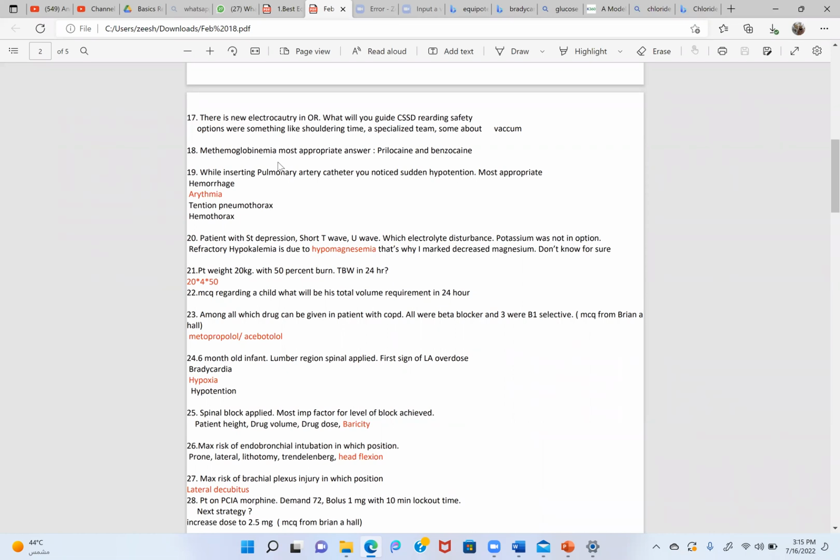And the pulse oximeter cannot pick it up. It has the same absorption spectrum, so it is showing 85%. Okay. Am I right? Yes, sir. And what is the treatment?